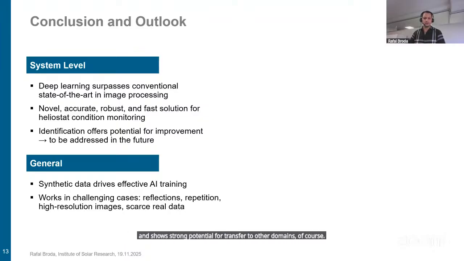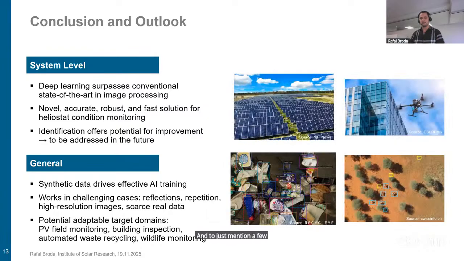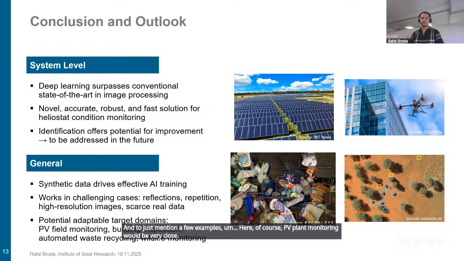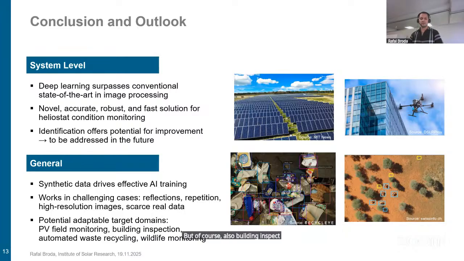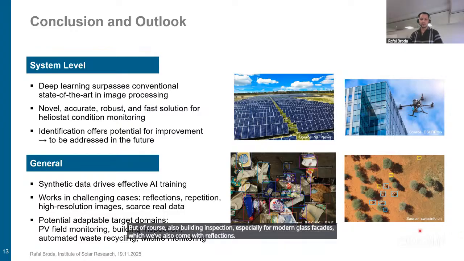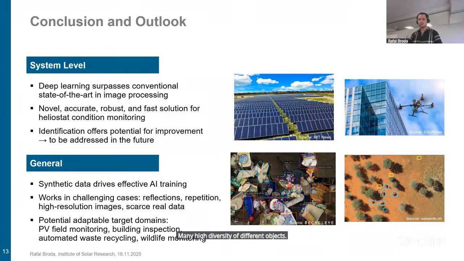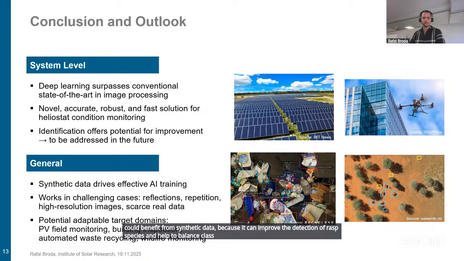course. And to just mention a few examples, PV plant monitoring would be very close, but of course, also building inspection, especially for modern glass facades, which will also come with reflections. Automated waste recycling, where diverse object detection may also be essential, as we have a high diversity of different objects. And even more specialized applications, such as wildlife monitoring from airborne images, shown here, could benefit from synthetic data because it can improve the detection of rare species and help to balance class distributions.